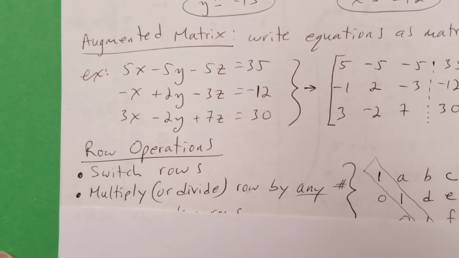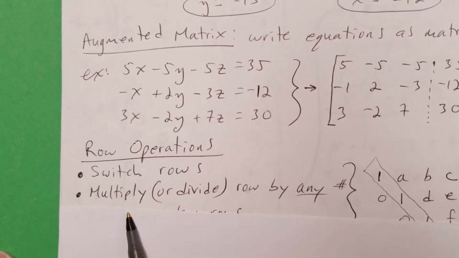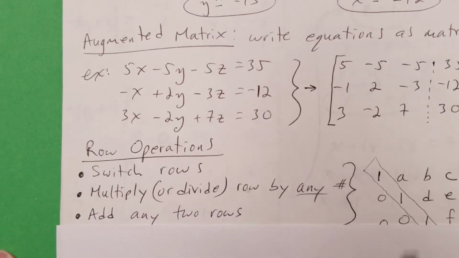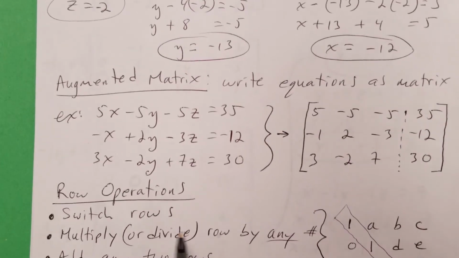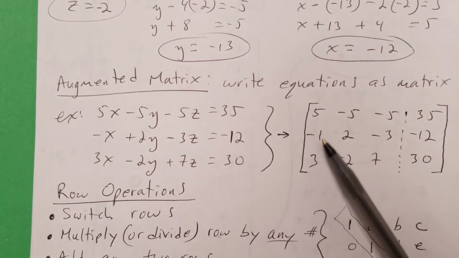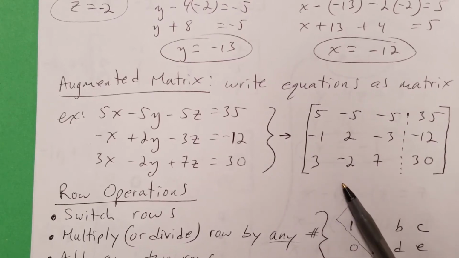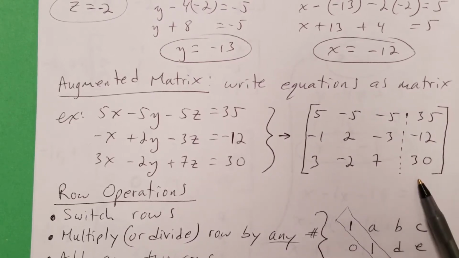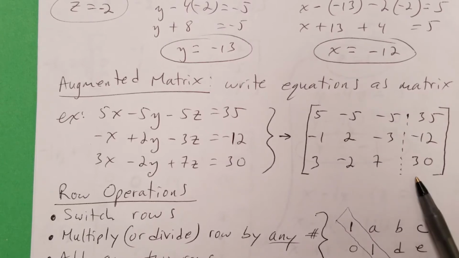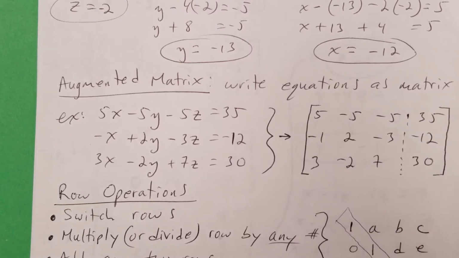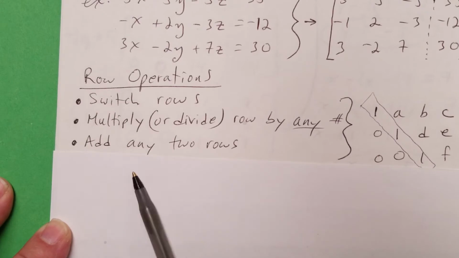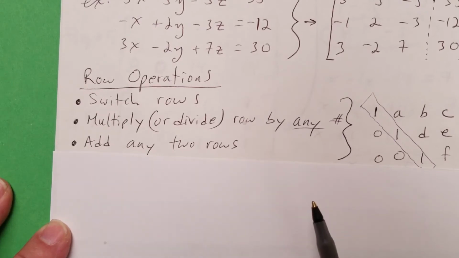We got 2 of them so far. Switch rows, you're allowed to do that, and multiply a row by any number you wish. And then you're allowed to add any 2 rows, right? So you can add these 2 rows, and you would get what? That would give you a 2, that would give you a 0, that would give you a 4, and this would give you 18. So that's allowed, right? Adding any 2 rows, okay?